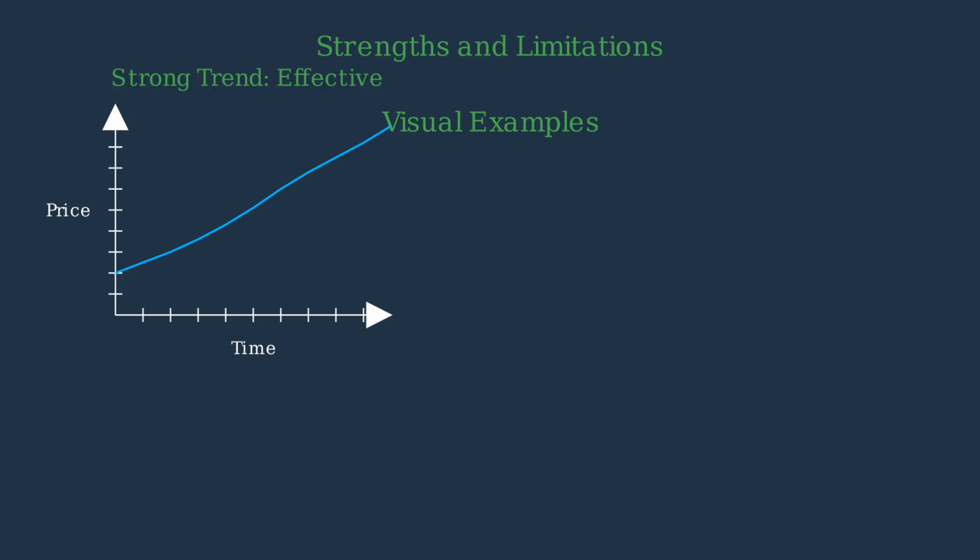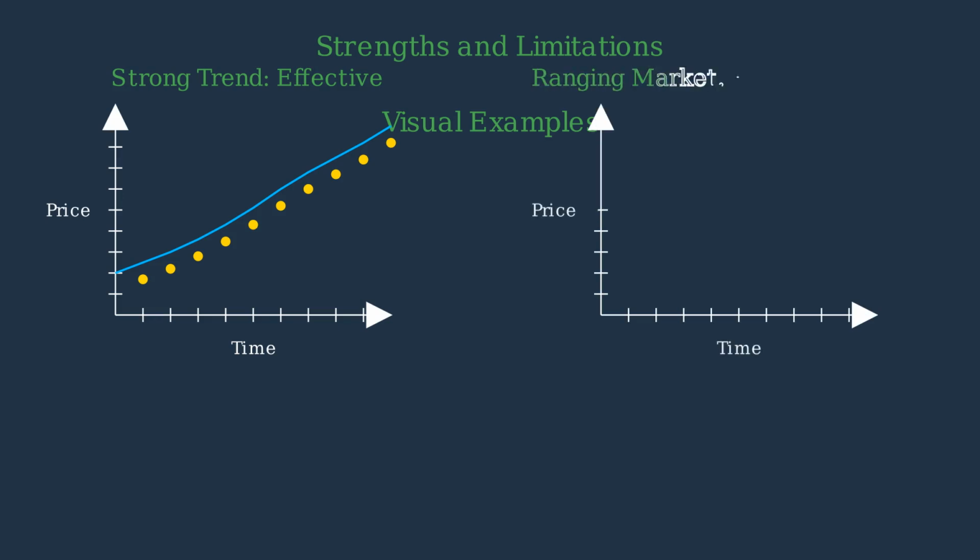In strong trending markets, parabolic SAR provides effective signals and acts as a reliable trailing stop. However, in ranging or choppy markets, parabolic SAR generates frequent false signals, potentially leading to multiple losing trades.